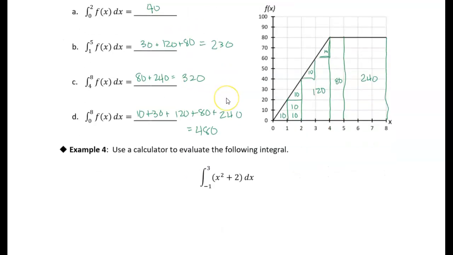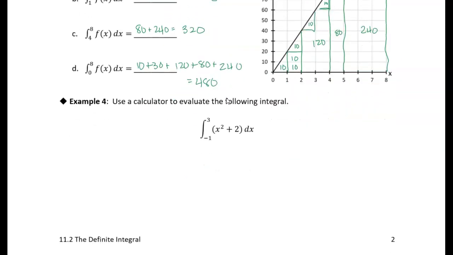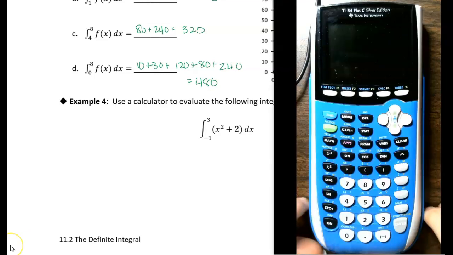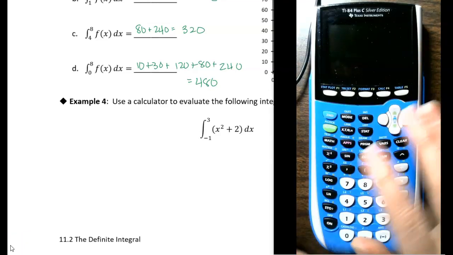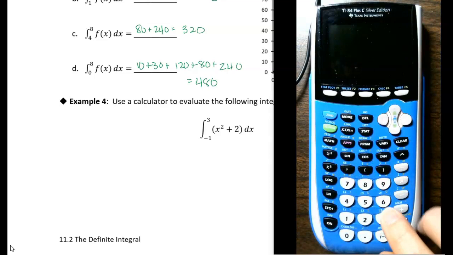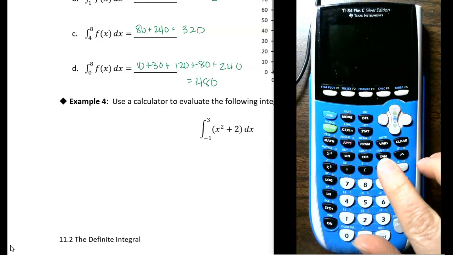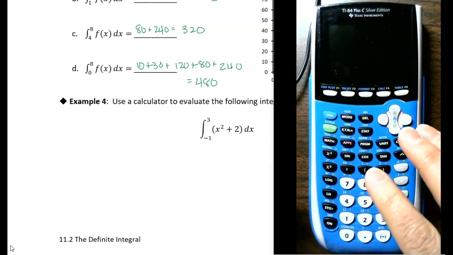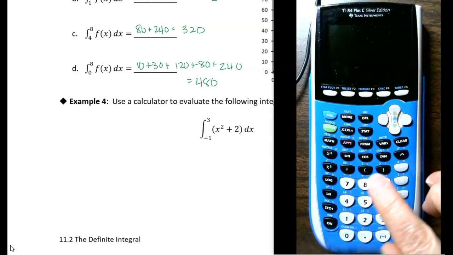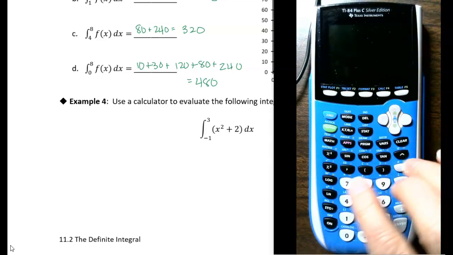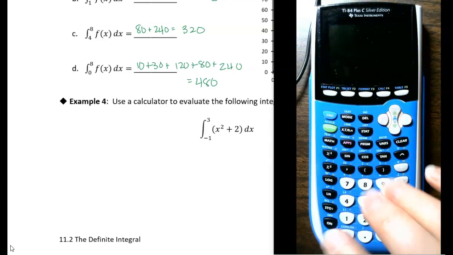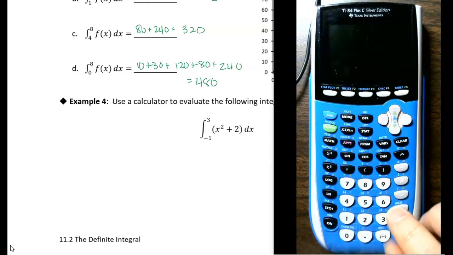All right, now this next one I want to show you how to use your calculator. So I'm going to pause just a second to get things set up. All right, so I've got my calculator here now, and I'm going to show you how you can calculate an integral with your calculator. Okay, so we're trying to find the integral from -1 to 3, and we want to find the integral under the curve x squared plus 2.